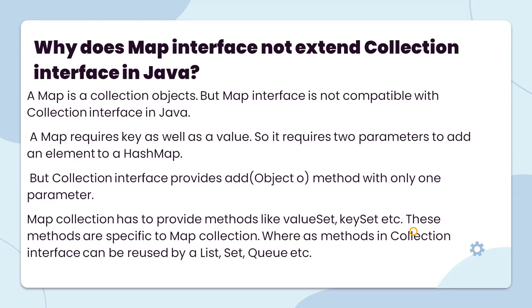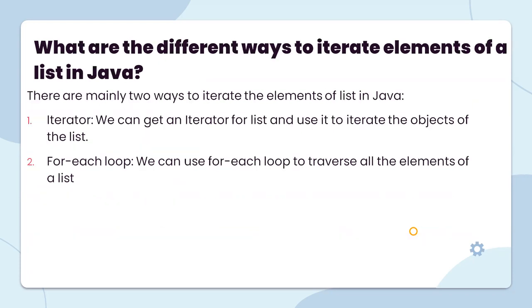That's the reason. Collection methods are reused by List, Set and Queue. But in the map there is no such reusability, since we provide the value set and key set. The collections also have an add method, but in a map, if you want to add an element, you use put with the two parameters, key and value.